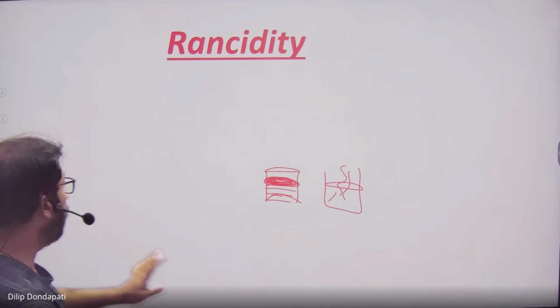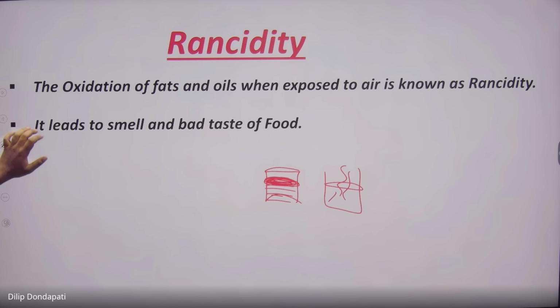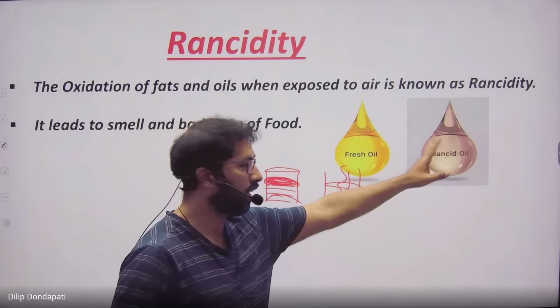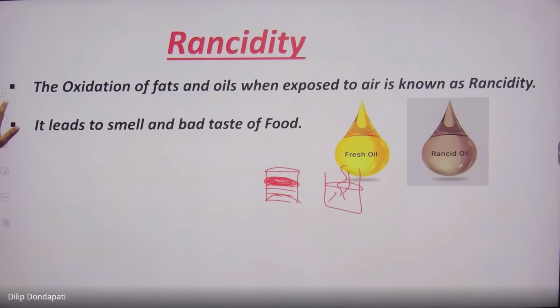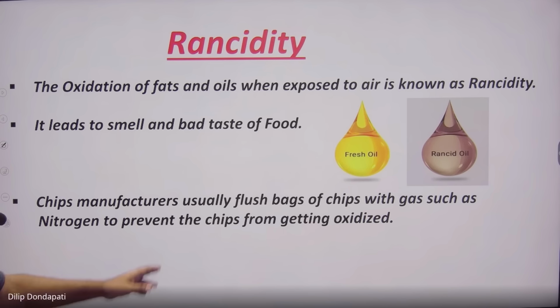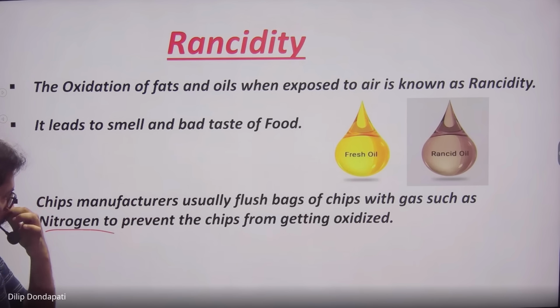Okay, so write: the oxidation of fats and oils when exposed to air is called rancidity, and it leads to smell and bad taste of food. Examples we'll see. Look, fresh oil, and rancid oil, the spoiled oil looks like this. And chip manufacturers usually flush bags of chips with a gas such as nitrogen to prevent the chips from getting oxidized.